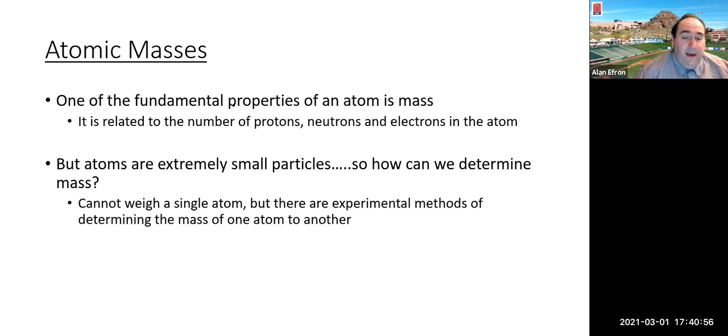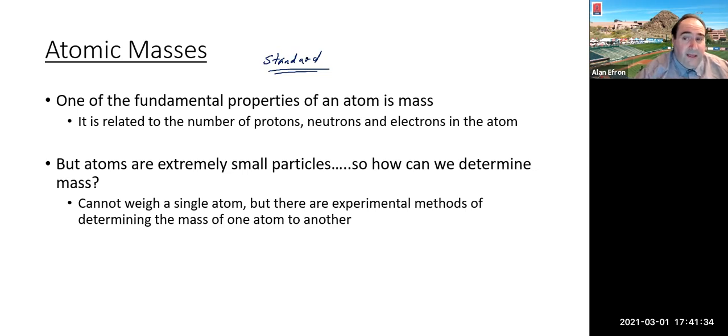One of the fundamental properties of an atom is its mass. It is related to all the subatomic particles that are present: electrons, protons, and neutrons. But an atom is extremely small, so you can't just pick it up and put it on a scale to get its mass. So in science, when we can't directly measure something, we pick something to use as a standard. They did that for the atomic mass.